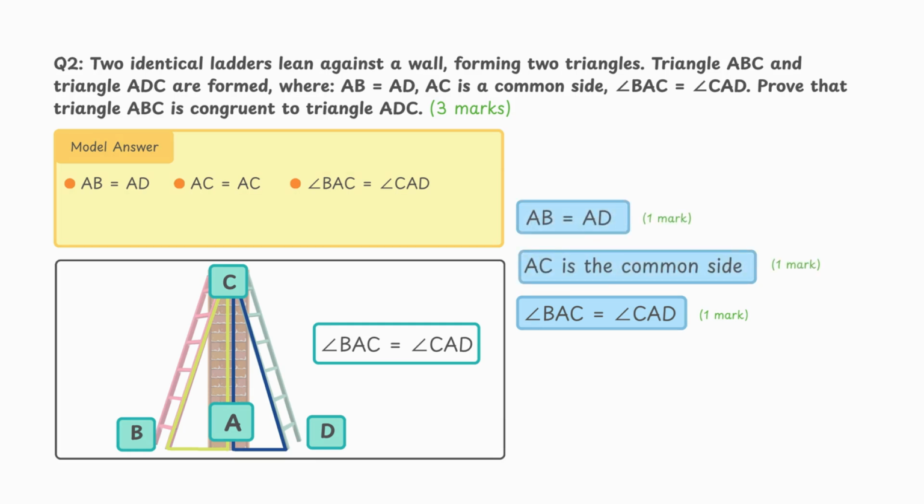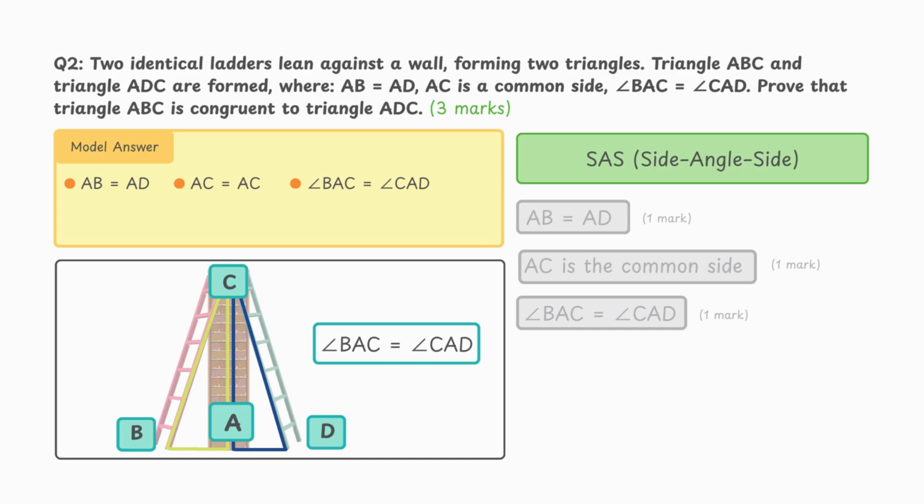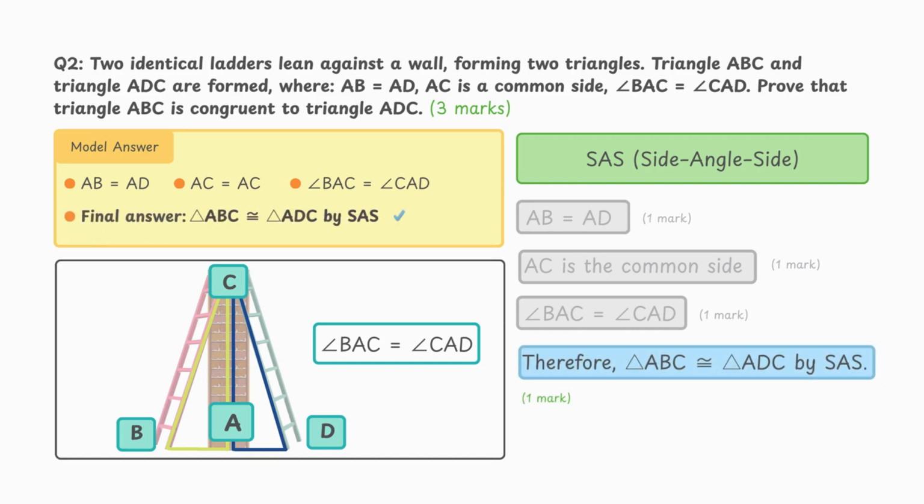Now let's summarize what we have. One side, AB equals AD. Second side, AC is common. Included angle, angle BAC equals angle CAD. This matches the SAS rule, side angle side. So we can conclude triangle ABC is congruent to triangle ADC by SAS. That is the final answer.